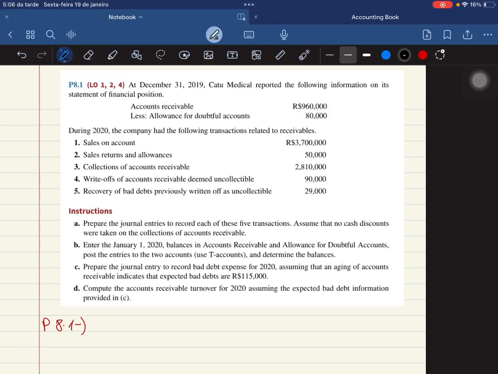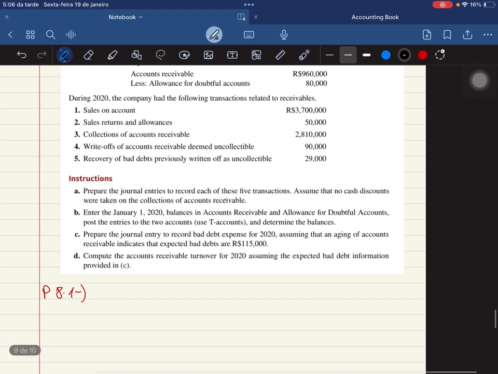P8.1. This exercise is a little bit longer. At December 31st, 2019, Catu Medical reported the following information on its statement of financial position. During the year 2020, the company had the following transactions related to receivables. And let's take a look at letter A. Prepare the journal entries to record each of these 5 transactions. Assume that no cash discounts were taken on the collections of accounts receivable.